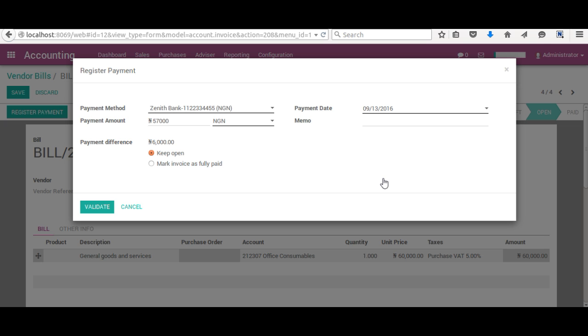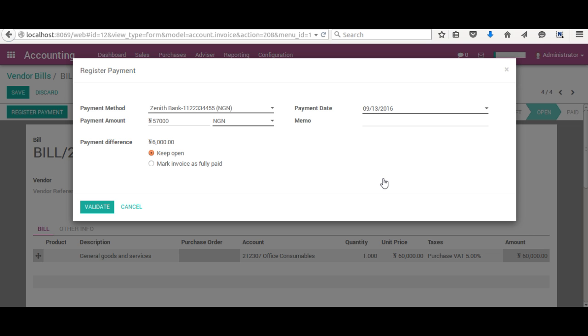The first option says keep open. Select that option if you want to keep this difference of 6,000, which obviously is the withholding tax. Do you want to keep it open? Do you want to leave it to remain outstanding as something that you are owing the vendor? The truth is that you are no longer owing the vendor.